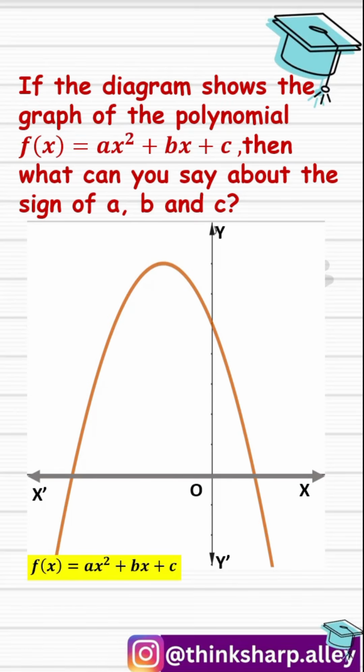First, look at the shape. The parabola opens downward. So, here a is less than 0.